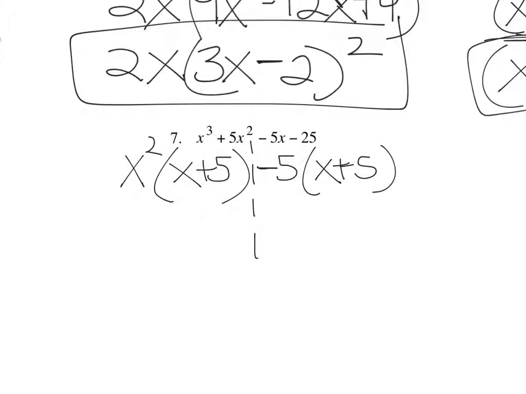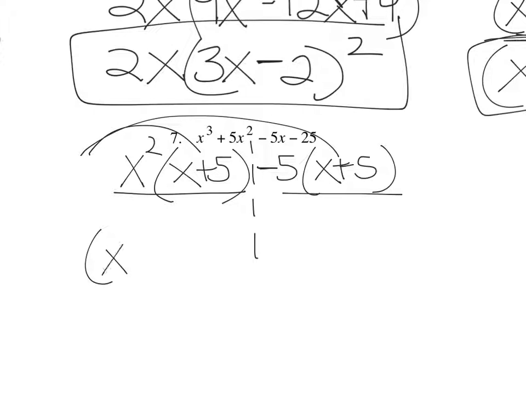So now we're going to take this entire polynomial, and we're going to factor the x plus 5, which is the same. Do you see this? This is one term. This is another term. And we're factoring out the x plus 5 to the front. We factor that out, x plus 5. And what we're left with is from the first term, x squared, and from the second term, minus 5.